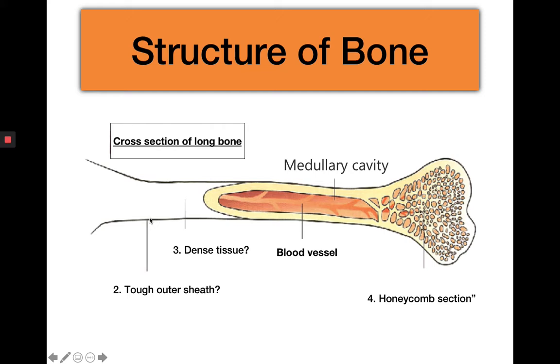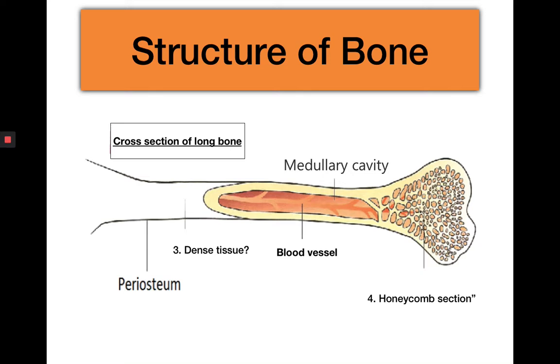2 here is pointing to the tough outer sheath, and the tough outer sheath is white in color, and it's called periosteum. And this gives bone its white color. Bone would be kind of yellow, but this gives it its white, and it adds a little bit of extra toughness, and it also adds a little attachment site for muscles.